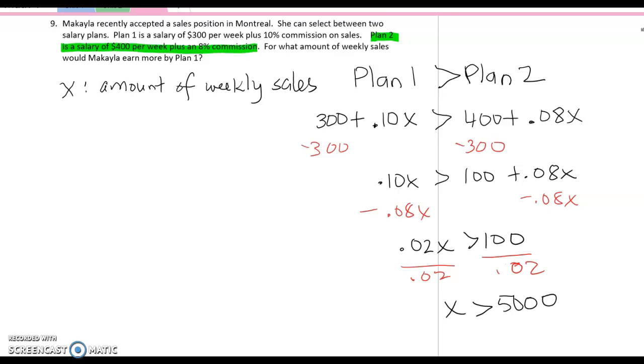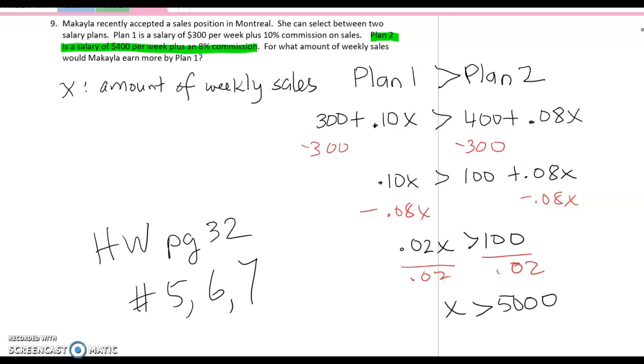All right, that's it for today's lesson. Let's move on to the homework. We just continue on with the homework from yesterday on page 32, problems 5, 6, and 7.